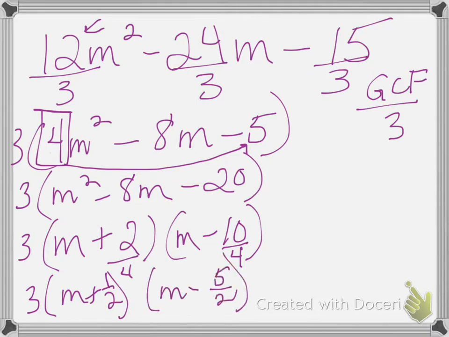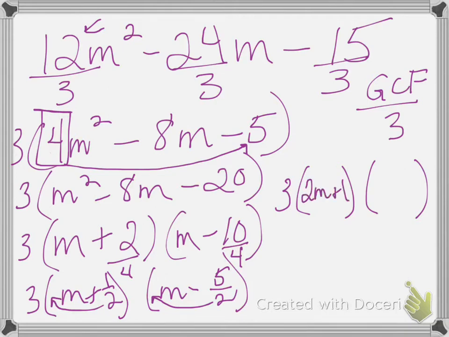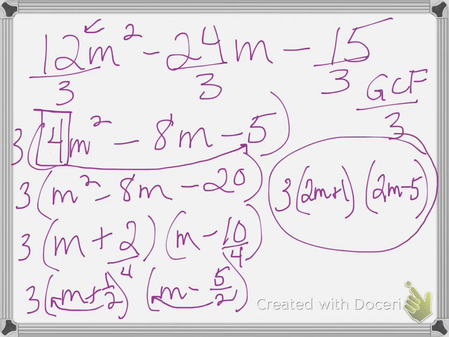All right, so now I have to slide the 2 to here and the 2 to here. Okay, so I'm going to have to come out to the side because I'm out of room. All right, so what is my final answer going to be? 3, parentheses, 2m plus 1 and then 2m minus 5. Very good. Ooh, the minus didn't catch. There we go. All right, so that's it.